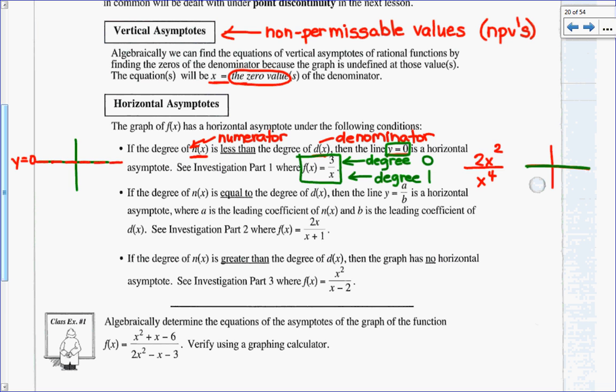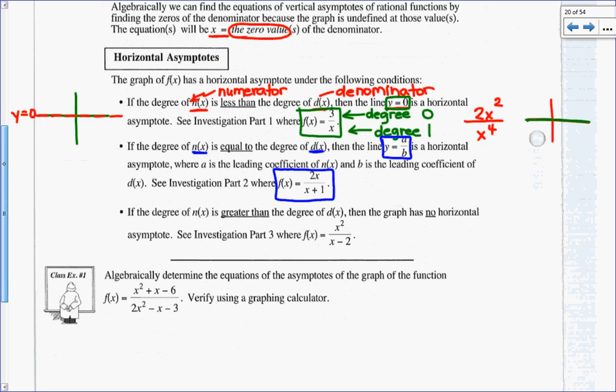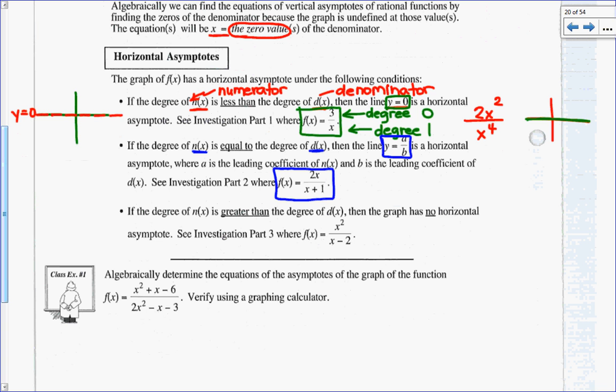All right, so the next thing you need to know is that if the degree of your numerator is equal to the degree of your denominator, then your horizontal asymptote is y equals a over b. Okay, so what does that mean exactly? Here's the example. f of x equals 2x over x plus 1. The degree on top is degree 1 in our numerator, and we've got in the denominator degree 1 as well, right?